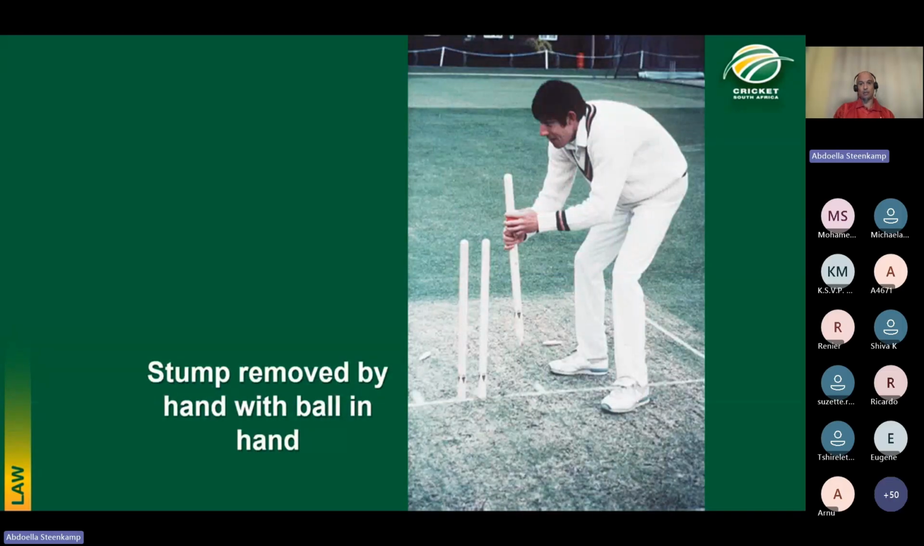This is the correct way. They need to be done together. Ball in hand, stump in one hand, and then together removing it out of the groove. So this is one way of putting the wicket down.